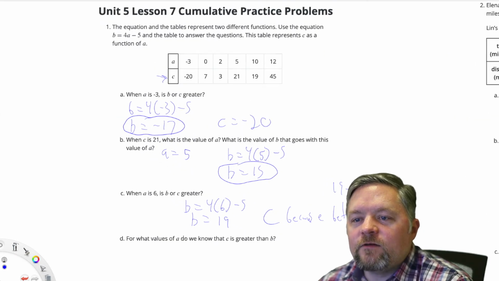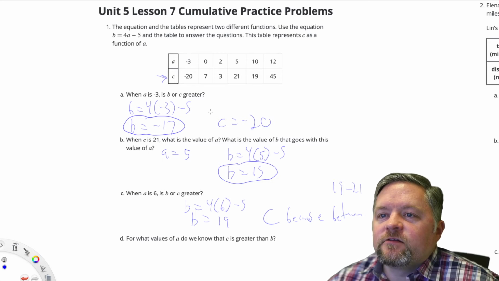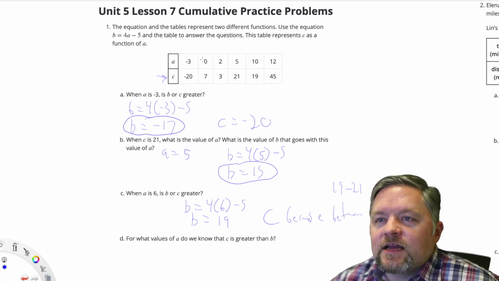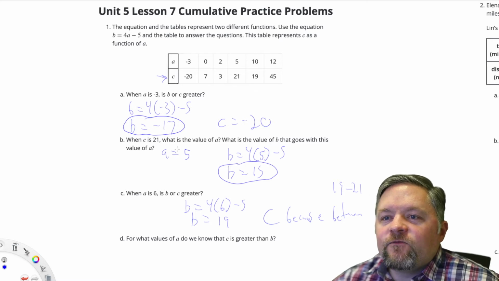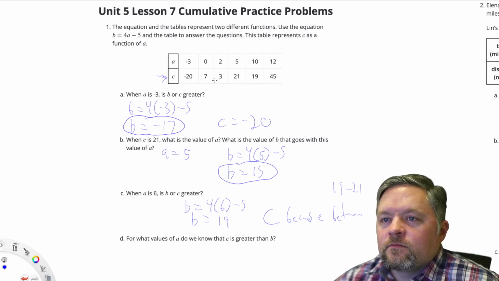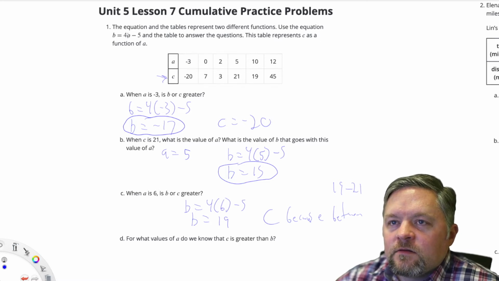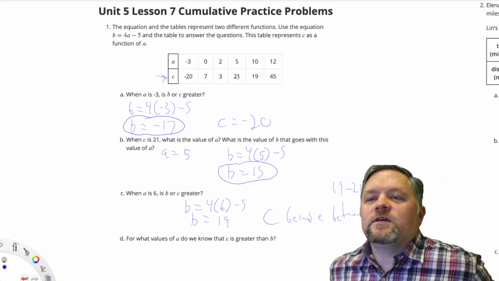There was another one there. For what values of a do we know that c is greater than b? So where do we know that c has to be greater than b? When a is negative 3, b is greater. When a is 5, c is 21 and b is 15. At a of 0, c is 7, and b is... So let's just go through and do all of these.